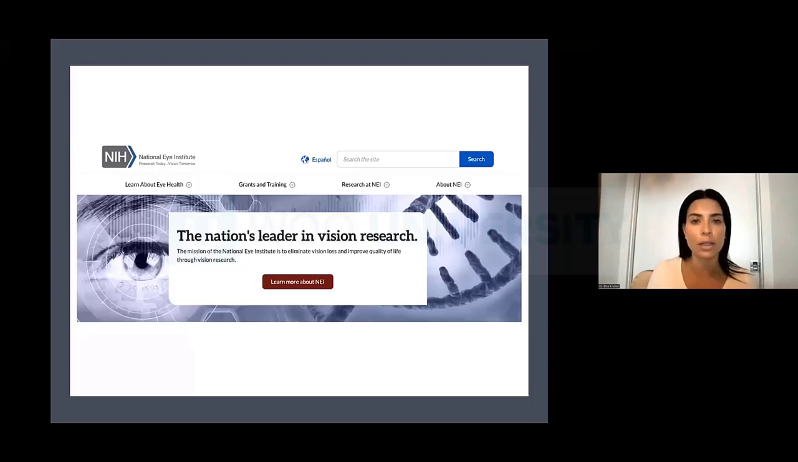So the National Eye Institute, again, it's a website, but it's the nation's leader in vision research. So patients can go here, also available in Spanish, and they can look anything up, and they can read what's going on, what's up and coming. And again, there's so much different information online. It's so important to have reliable and evidence-based information available for our patients. So definitely send your patients here.